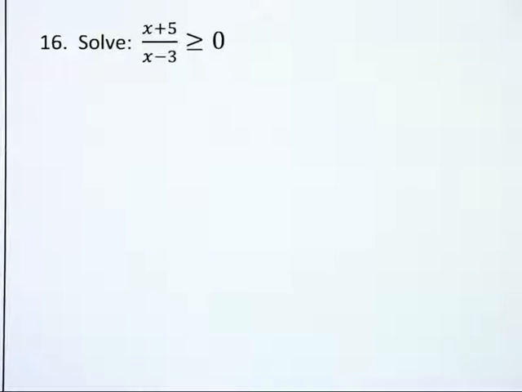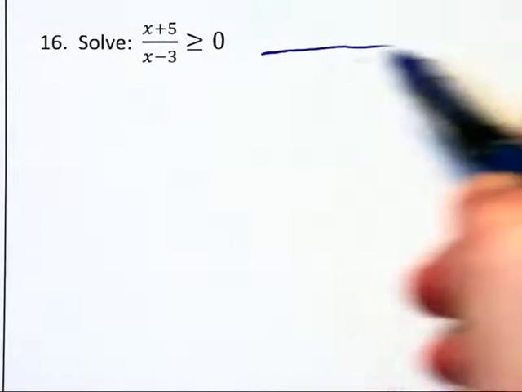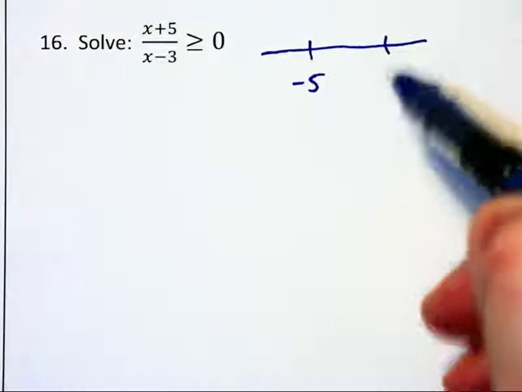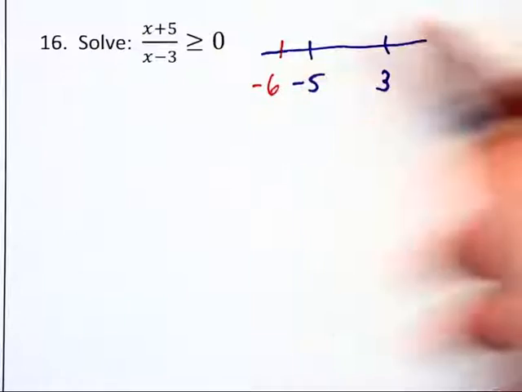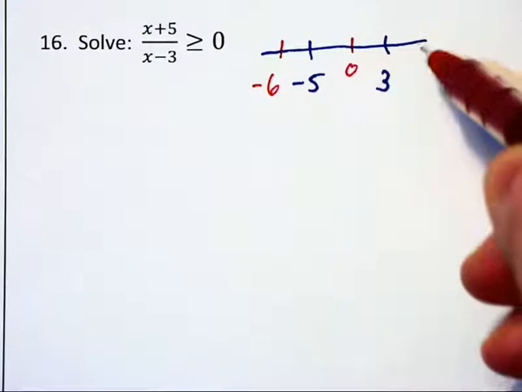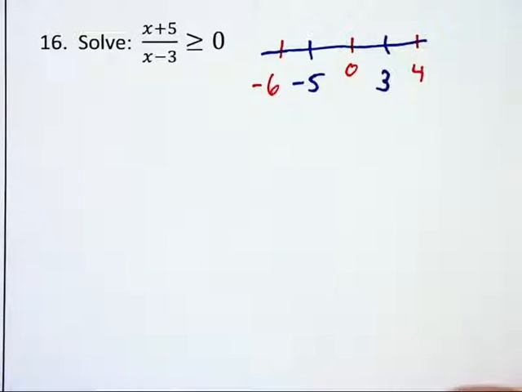Finally, on this last problem, we have 0 on the right. Our two critical values are -5 and +3, so let's put them on a number line and then try some test values. On the far left, I'll choose -6. In the center, I'll choose 0. And on the right, I'll choose 4.